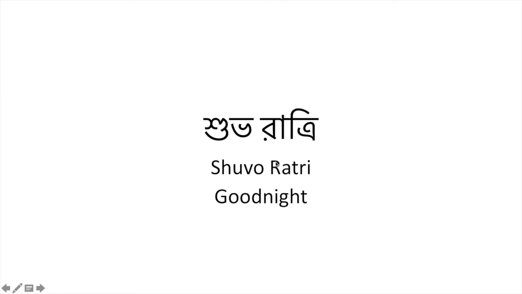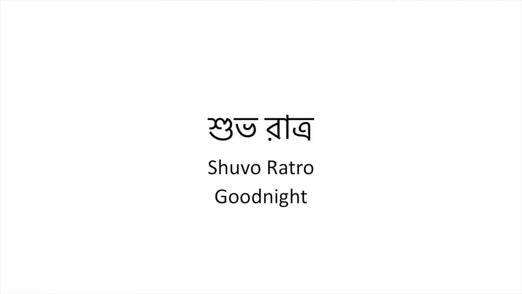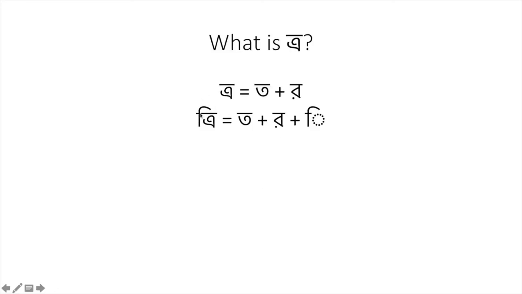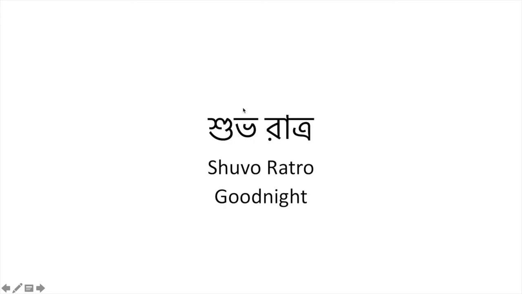So Shubho Ratri is good night, but you can also say Shubho Ratro. I think I have a slide for that as well right there. Shubho Ratro. So it's basically Shubho, that stays the same, Boshinoro Akar, Toirafala. That's it. As you can see here, this Ratro does not have the Roshi Ikar. Just go back to the previous slide. I'll show you here. See the Roshi Ikar here? It's gone for Shubho Ratro. So it's just Boshinoro Akar, Toirafala, Ratro.